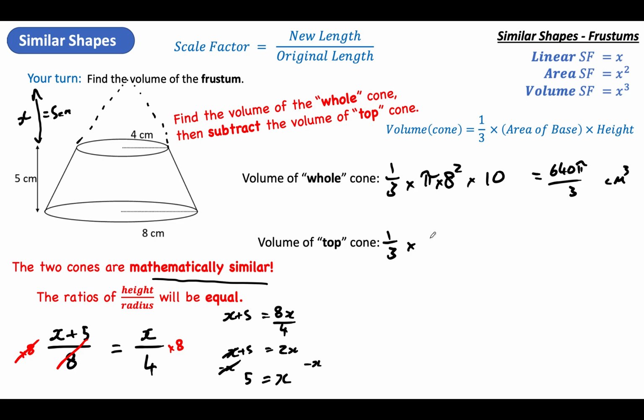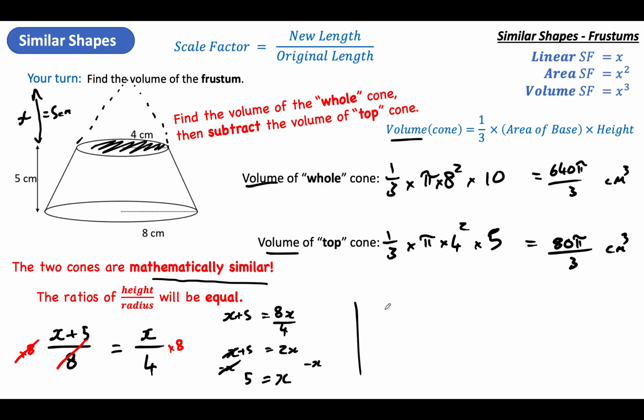And then the volume of the top cone will be 1/3 times the area of its base. Remember, its base is this circle here, so that's pi times the radius squared, so pi times 4 squared, times by its height, which is 5. I'm putting that in a calculator now. That is 80 pi over 3 centimeters cubed, because it's volume. Remember, only an idiot would forget to put centimeters cubed.